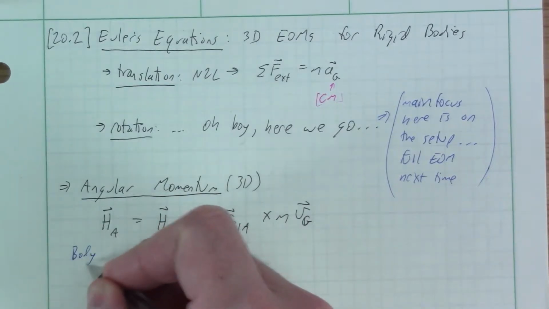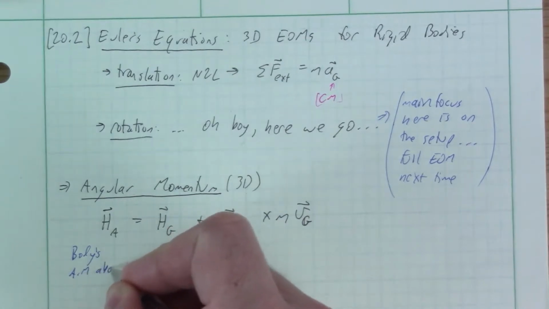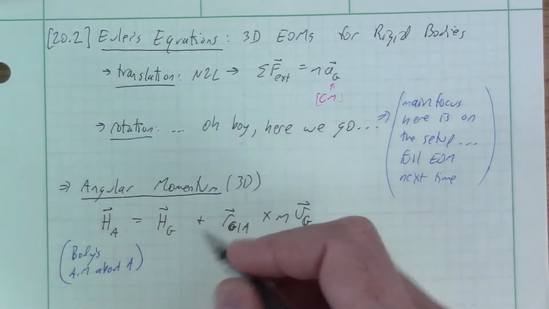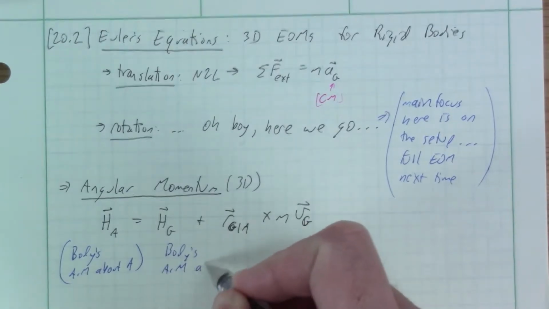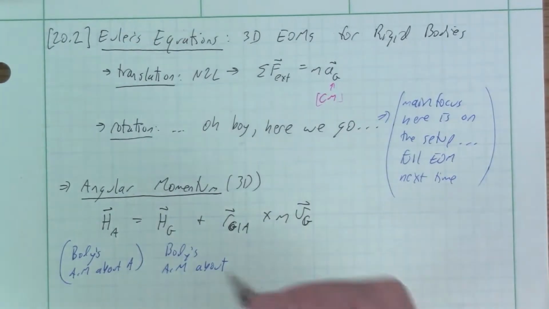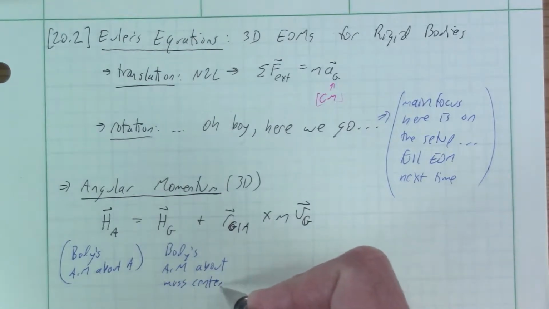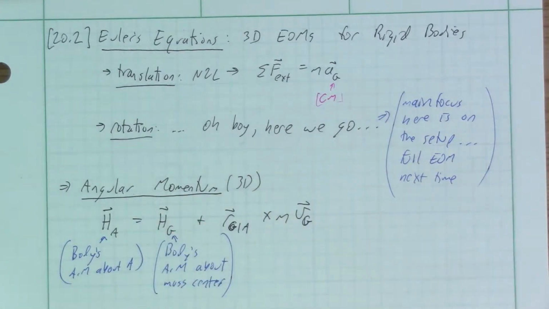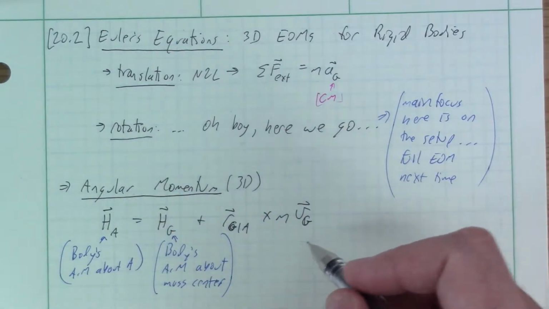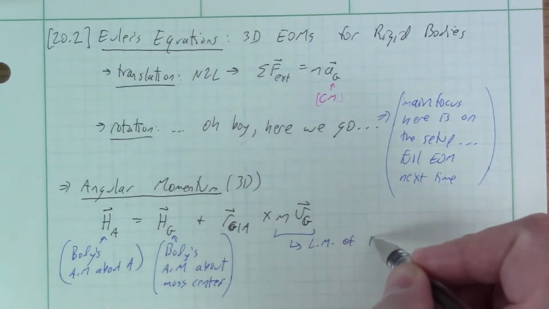Let's define all these terms. This is the body's angular momentum about A, so about some point A. This here is the body's angular momentum about the mass center, about the center of mass. And so let's put some arrows there. This here, let's go with this one, right? This is the linear momentum of the body.